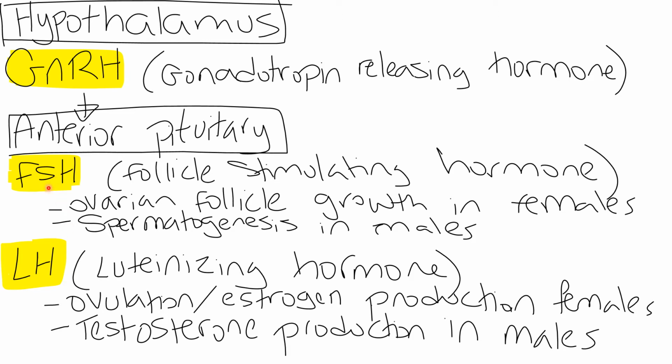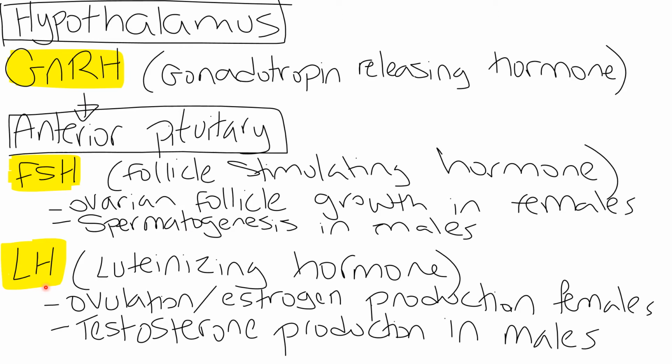The FSH, when it's released in females, it's going to help the growth of ovarian follicles. And we're going to talk about those ovarian follicles when we talk about the oogenesis process. FSH in males stimulates spermatogenesis. So spermatogenesis is the production of sperm in males.